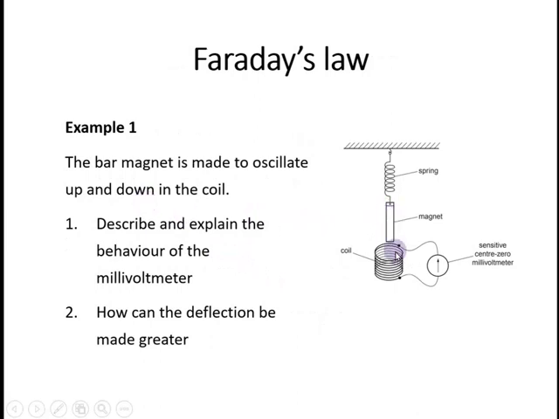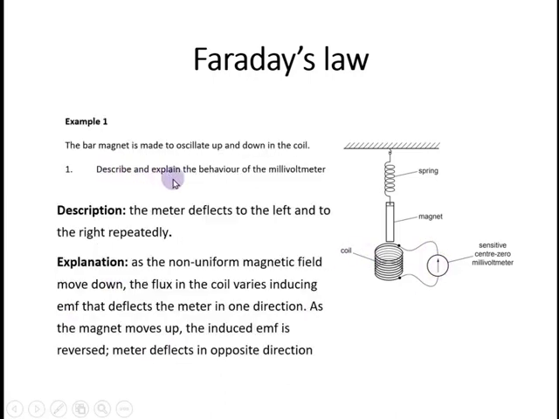We have a bar magnet that is suspended on a spring, and it is made to oscillate up and down within a solenoid that is provided here. The solenoid is connected to a sensitive millivoltmeter. We are expected to describe and explain the behavior of the millivoltmeter, and then we are also to brainstorm and come out with any change that will cause the deflection to be greater. So let's take the first one.